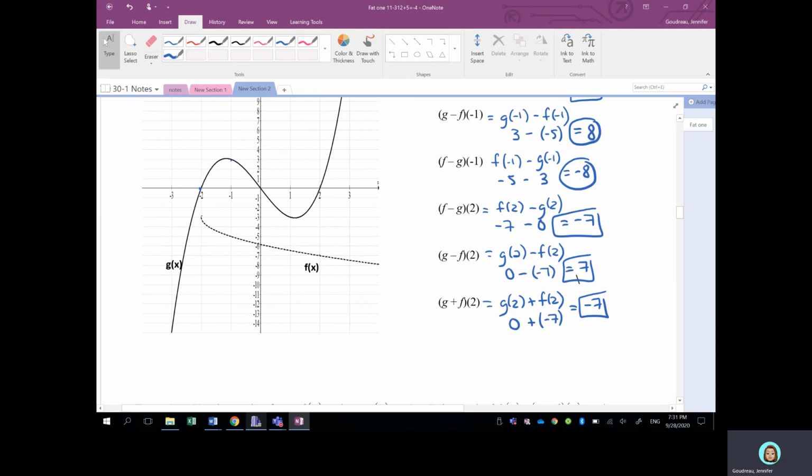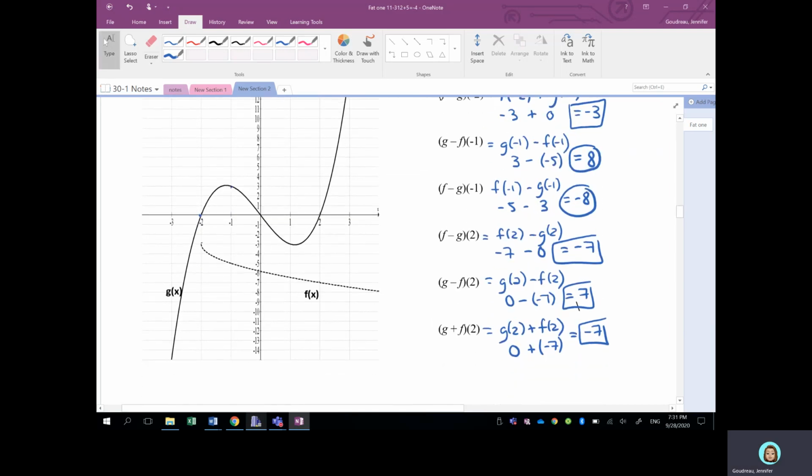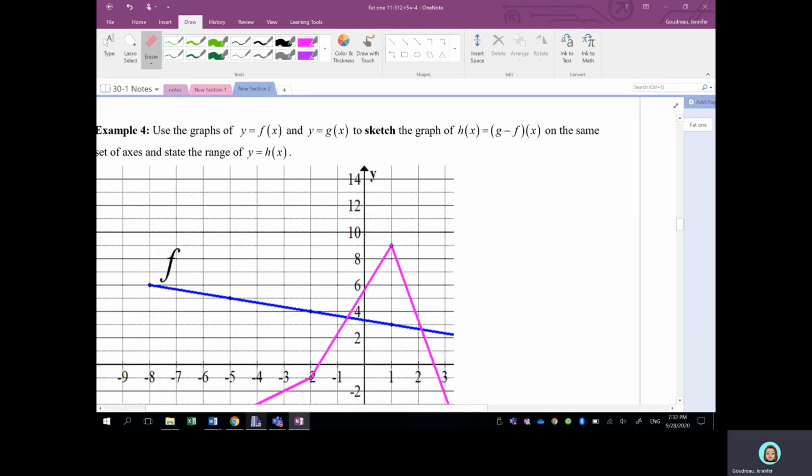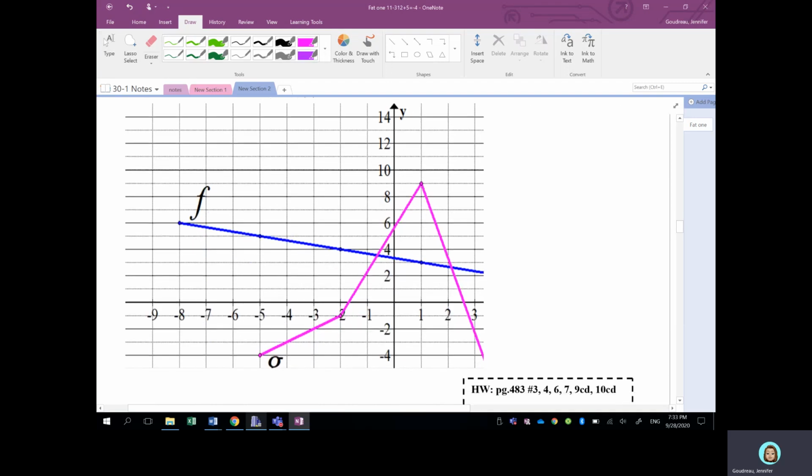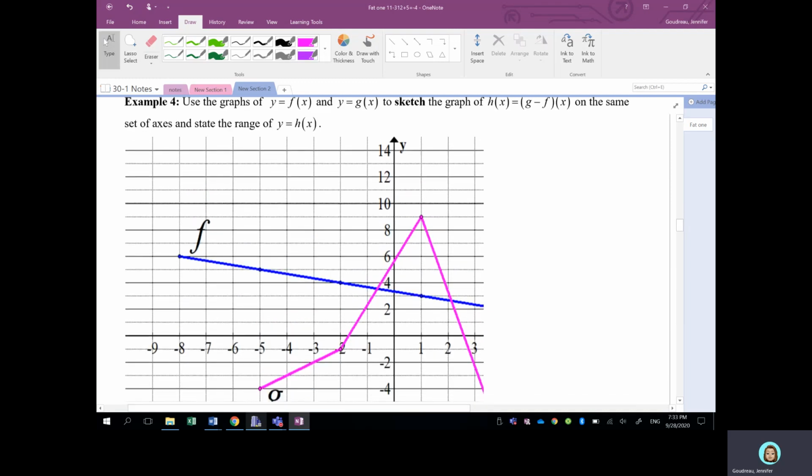So all we're doing when we're evaluating from the graph is finding the individual y values and adding and subtracting them together. So in example 4, we are going to use the graph of y equals f at x and y equals g at x to sketch the graph of the combined function h at x, which comes from g minus f at x, on the same set of axes. And we're going to state the range of h at x when we're done. So my suggestion is to make a table of values for g, make a table of values for f, subtract those y values to create your new function, and then go ahead and plot it.